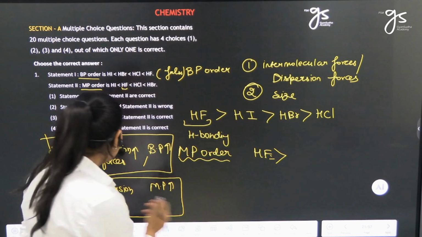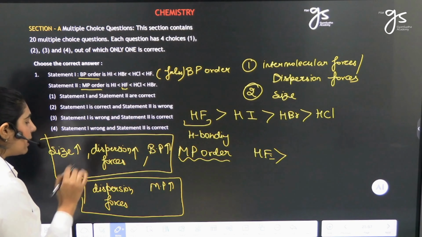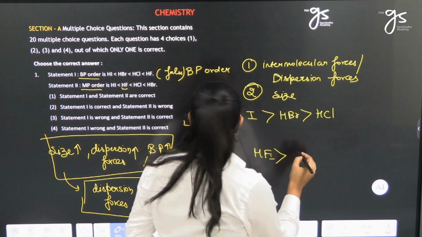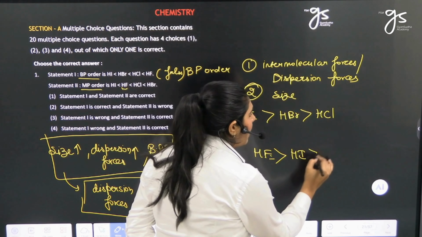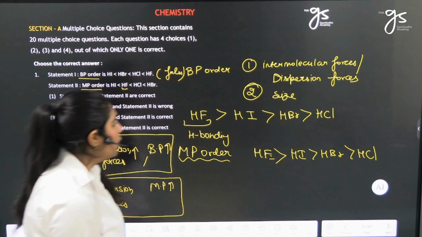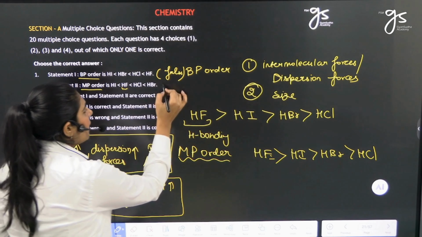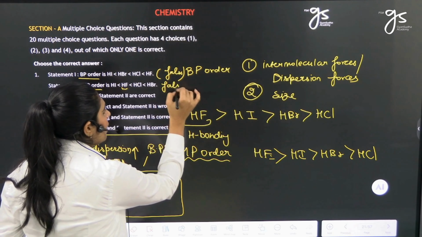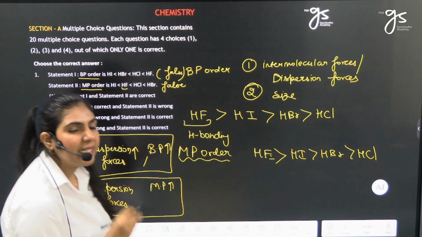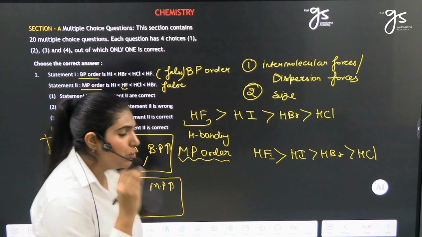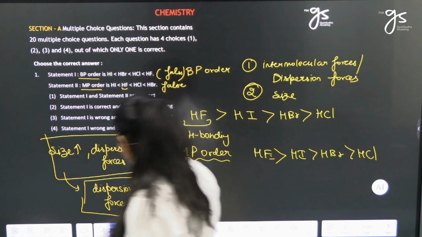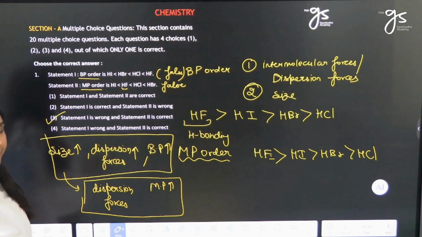After that, the size also matters in seeing the melting point. So next is HI, and after that HBr, and after that HCl. So both the orders given in the question are incorrect. But there is no option which says both statements are incorrect, and we have to choose the most suitable answer among these four. So we will say the correct option is option number 3.